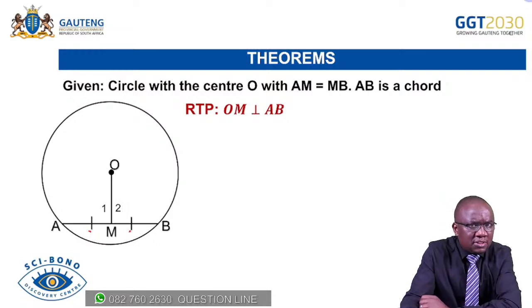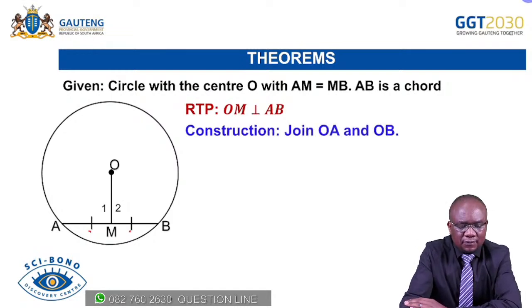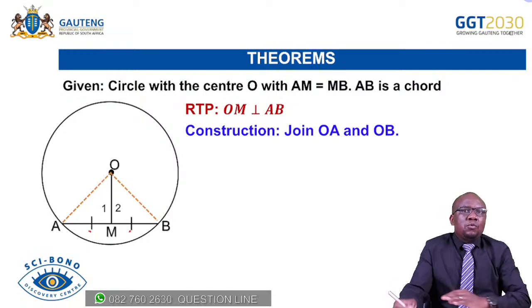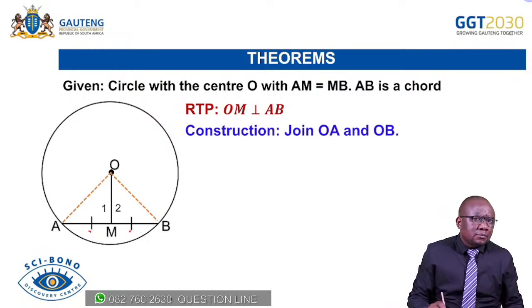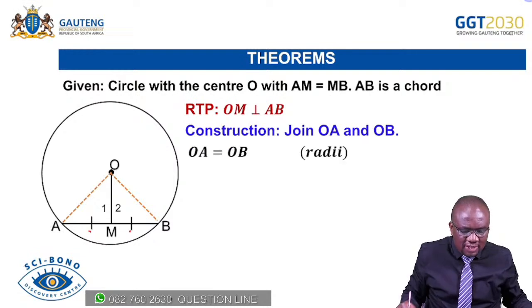Right, now, construction. What do you think we can construct here? Remember, we're using congruency here, so it means we have to create two triangles. So construct what? Join OA and OB. You see that? And then what are we given? We have that OA is equal to OB.